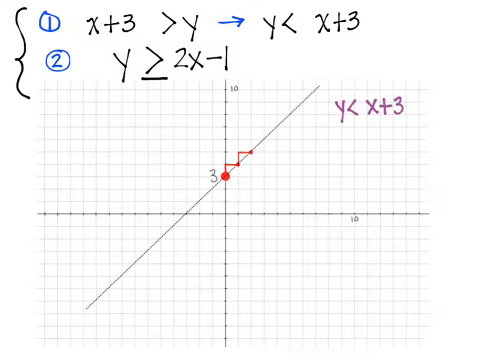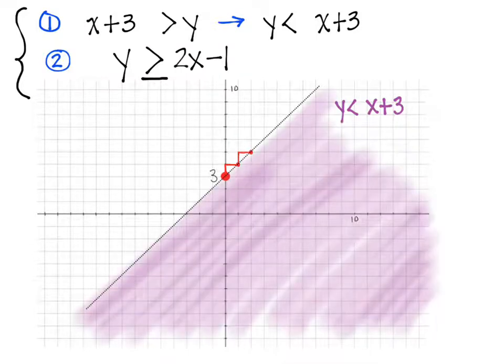And we're going to use a dashed line because it's not equal to. And this says shade below the line, and don't include the line, so the line is dashed. So we shaded below it.